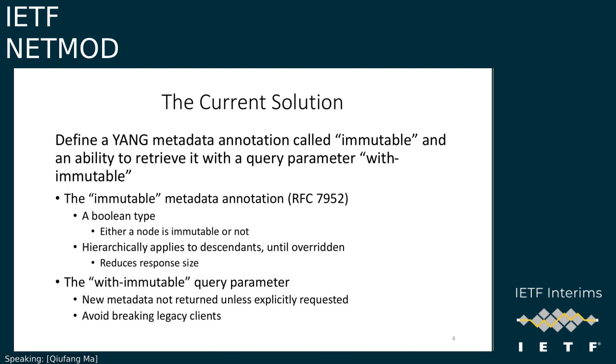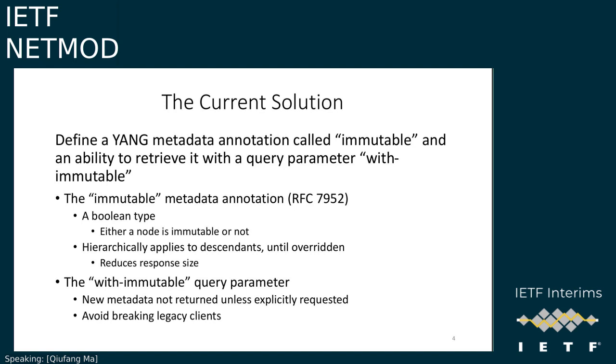The current solution of this immutable flag is that we have defined a YANG metadata annotation, which we call immutable, as well as an ability to retrieve it with a query parameter we call with-immutable. This immutable metadata annotation is based on the definition in RFC 7952, and the value is of Boolean type to indicate whether a particular node is immutable or not. The immutability is hierarchically applied to descendant nodes until explicitly overridden by the descendant nodes, so that the response size could be largely reduced by this hierarchy inheritance.